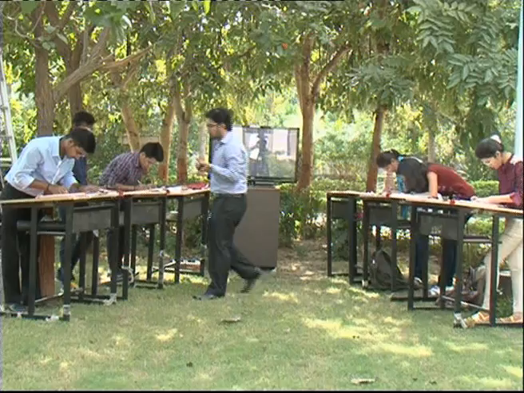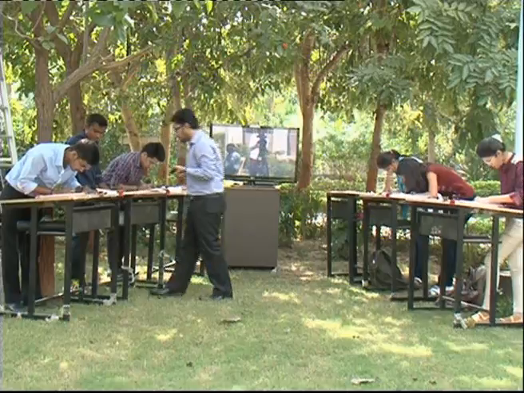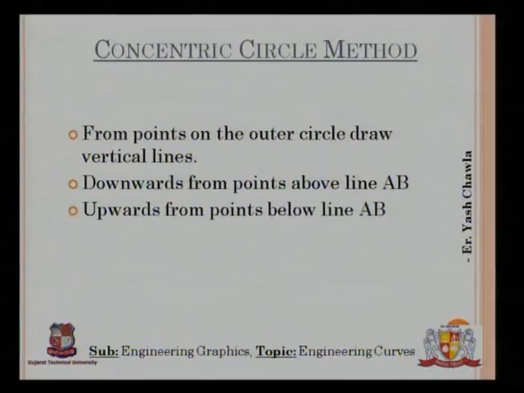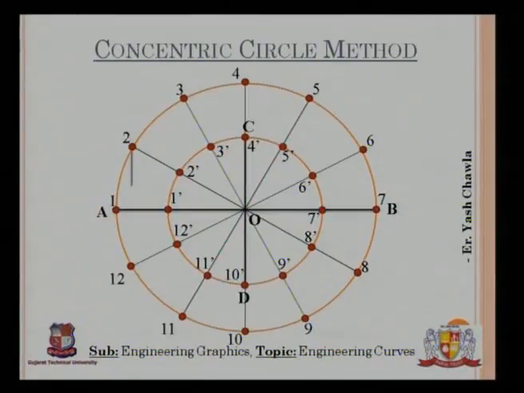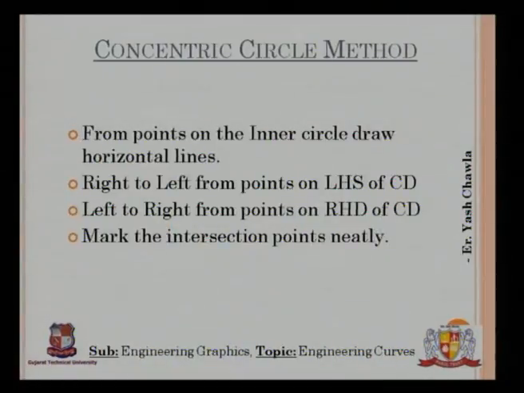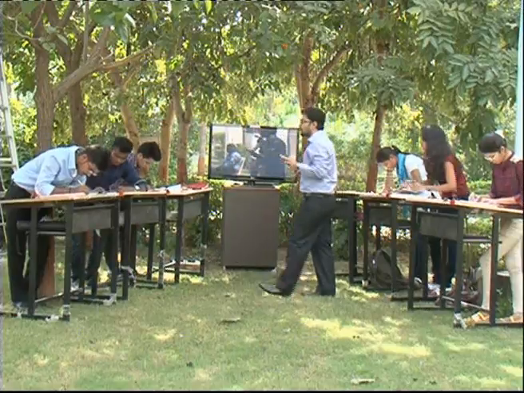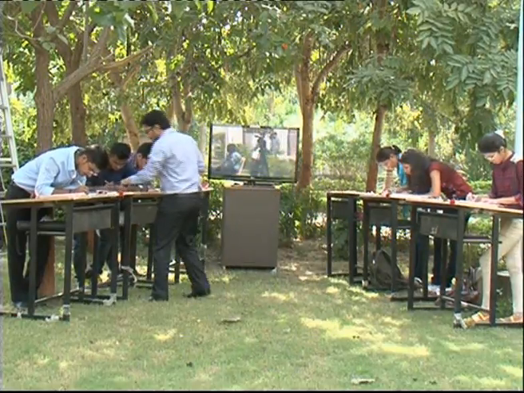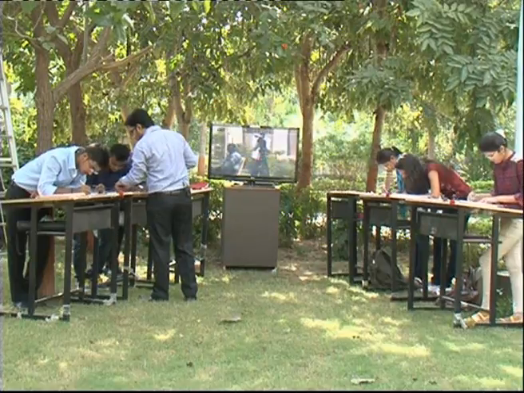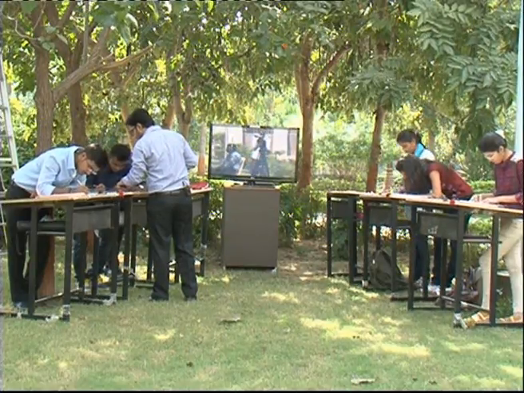Done? Good. Now, for the viewers, the graphical presentation is being depicted on the screen. Now we are at this stage. Now moving on, from the inner circle we will draw horizontal lines outwards. From these points, you will be drawing horizontal lines outwards, which will connect with the vertical lines.